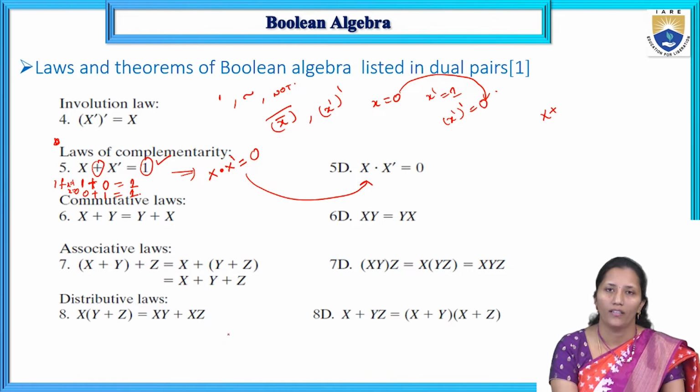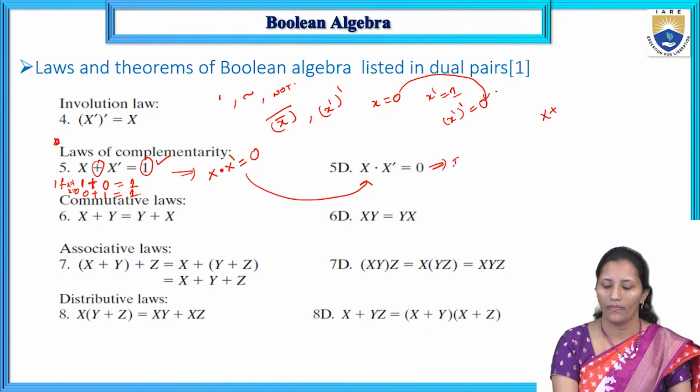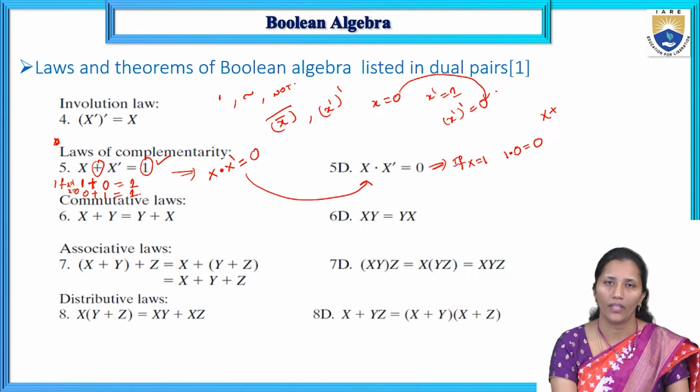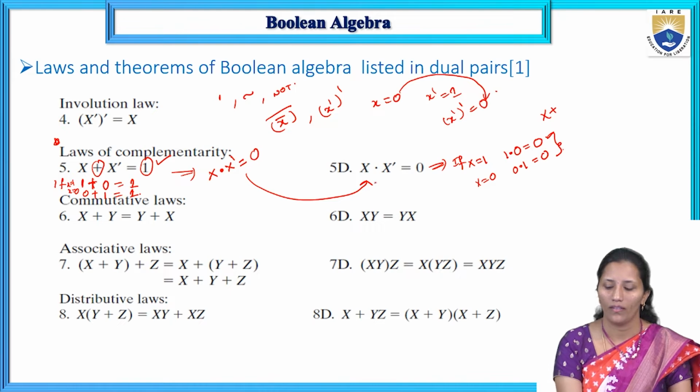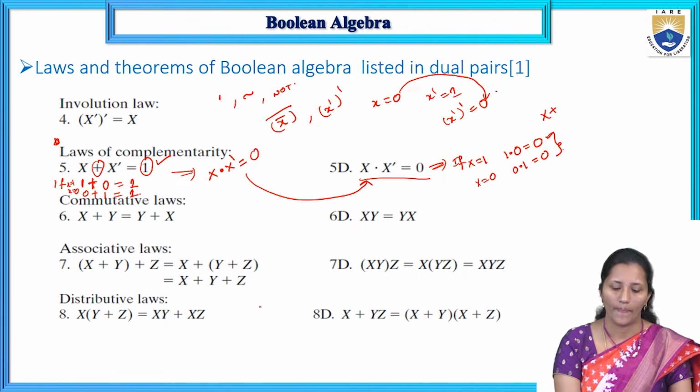And x dot x bar will become 0. Because suppose we take x equal to 1, then 1 dot x complement will become 0. Dot means AND operator. If any one of the inputs is 0, the output will go to 0. And if x is equal to 0, then 0 dot 1 is equal to 0. Hence we are proving this by taking two conditions, x is equal to 1 and x is equal to 0. We apply them to the equation, and we satisfy that x dot x bar is equal to 0.